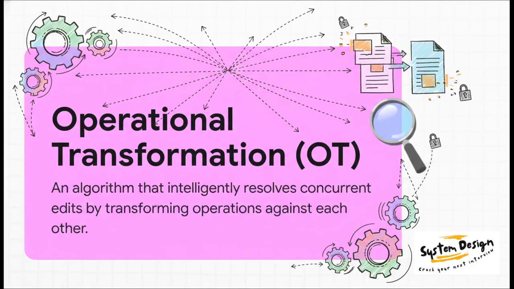Well, the answer, and the absolute hero of this entire story, is an algorithm called operational transformation, or OT for short. This thing is just mind-bendingly clever. It's the secret weapon that makes all of this real-time collaboration actually work without everything just falling apart.